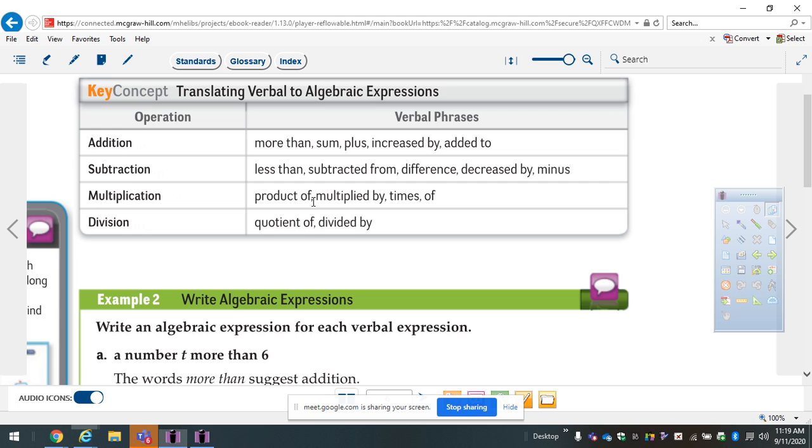Okay, so next thing right here, I ask you to copy these things down, write them down. Addition keywords that kind of symbolize addition are more than, sum, plus, increased by, added to, total, together, and, the word and. Subtraction: less than, subtracted from, difference, decreased by, minus. All those remind you or make you think of subtraction. Multiplication: product, multiplied by, times, of. Division: quotient of, divided by.